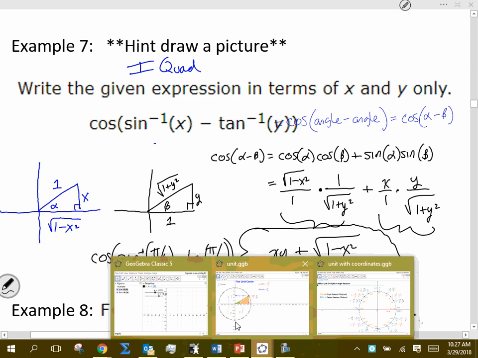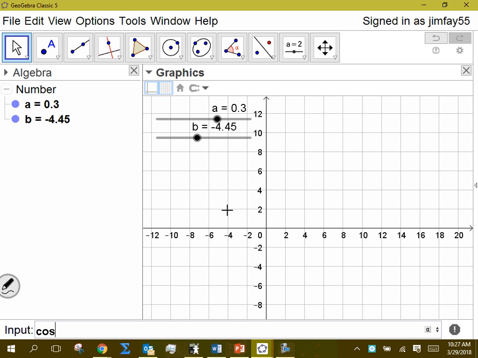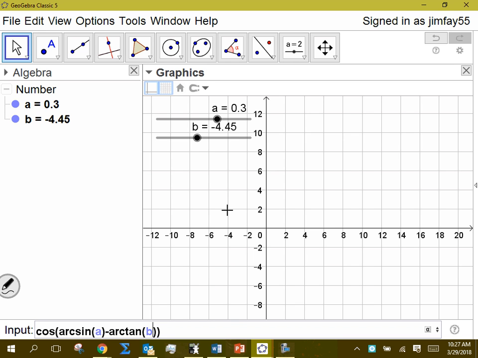So let's see. I've just created on GeoGebra some sliders that change some values. If you want to think about it, these are our x's and y's from the last problem. I can't use x and y because GeoGebra will try to graph something. But we had cosine of sine inverse, so arc sine of x, and our x now is a, minus arctangent, or tangent inverse, of b. Okay, so I'll hit enter.